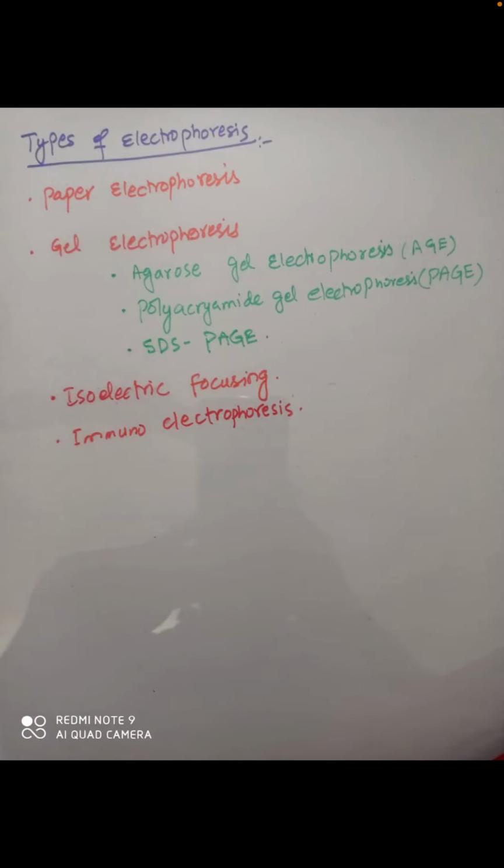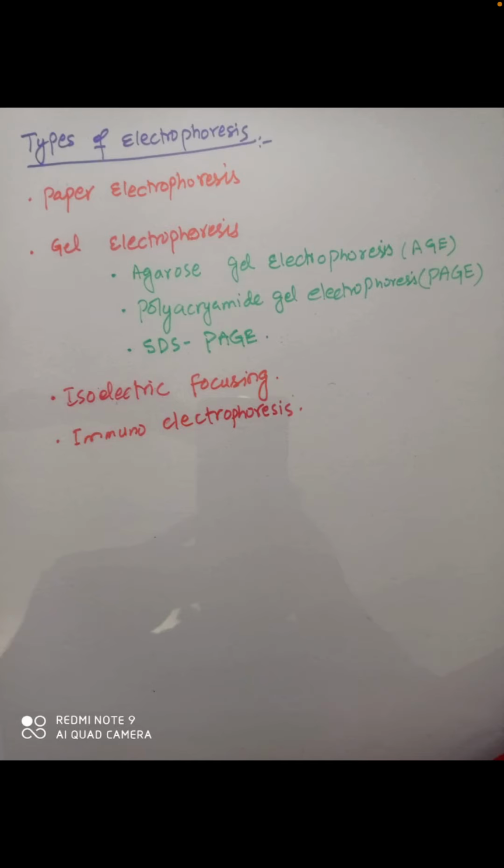There are different types of electrophoresis. First one is paper electrophoresis. Paper electrophoresis uses the same principle, but the medium is paper. The most widely used is gel electrophoresis, in which a gel is used as the medium on which the separation of different biomolecules takes place.